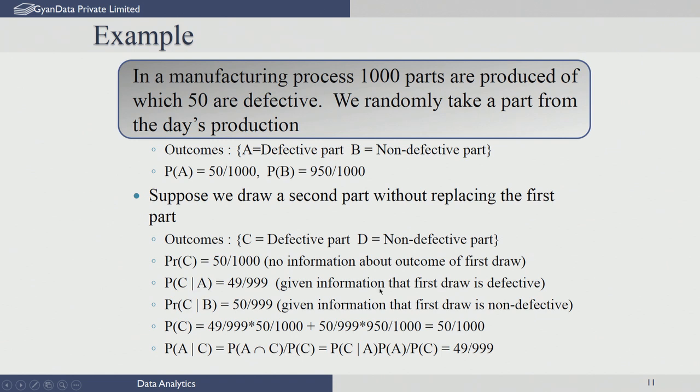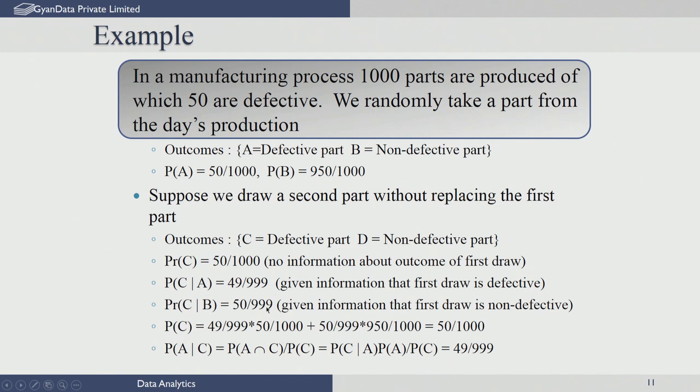Suppose I tell you that the first part that you drew was a defective part. Then clearly the total number of defective parts has decreased to 49 and the total number of parts has decreased to 999. So the probability of picking a defective part in the second pick, given that you picked a defective part in the first pick, is 49 by 999. On the other hand, if you tell me that the first draw is non-defective, the total number of parts again has reduced to 999, but the number of defective parts in the pool still remains at 50. So the probability of picking a defective part in the second round, given that the first pick was non-defective, is 50 by 999.